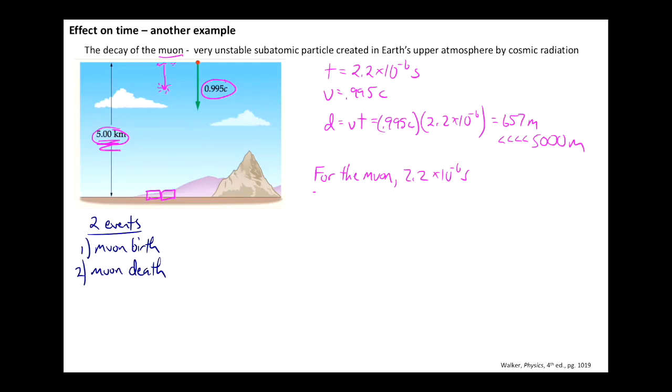So, for the muon, or for the people on the Earth, which thing has these two events happening at the same location? The muon. These two things happen at the same location for the muon. Which means, what time does the muon measure? The muon measures proper time, okay? T naught.